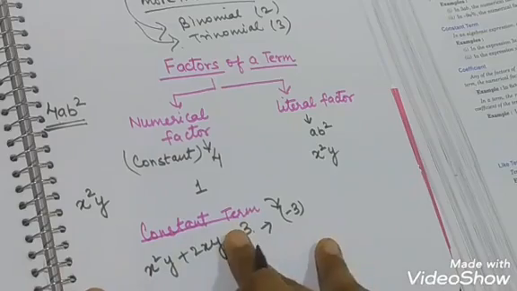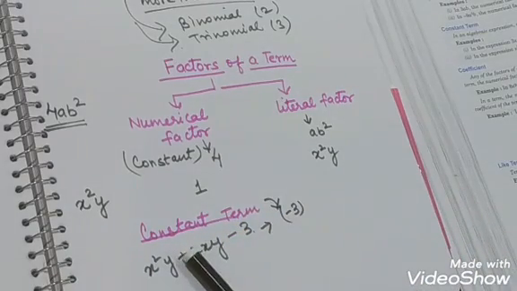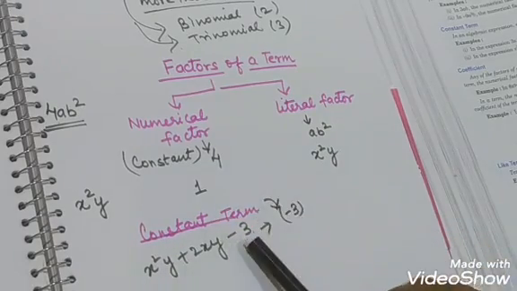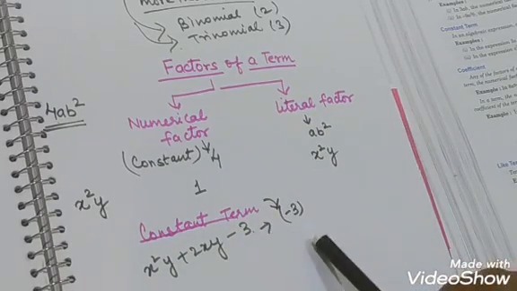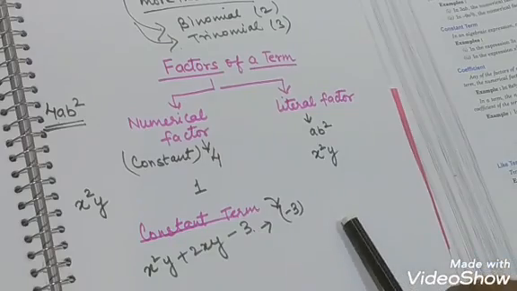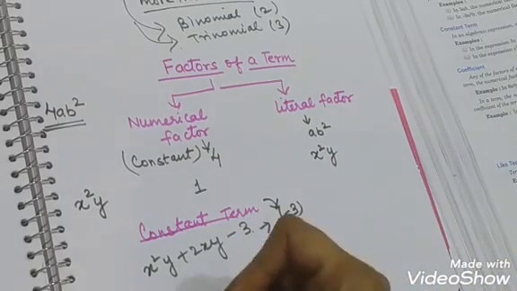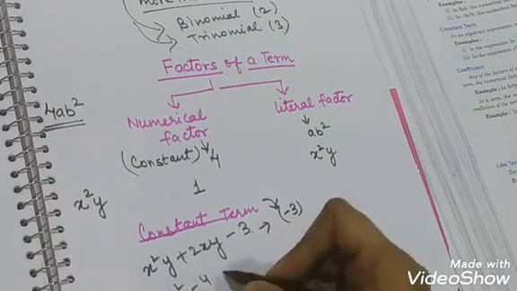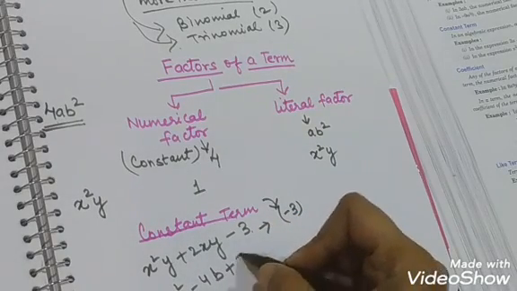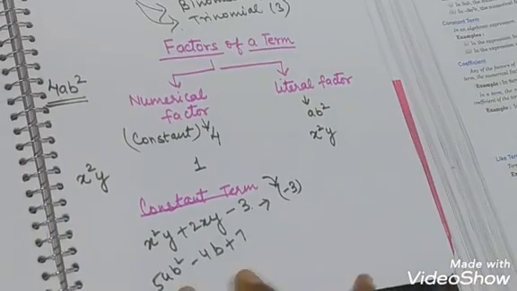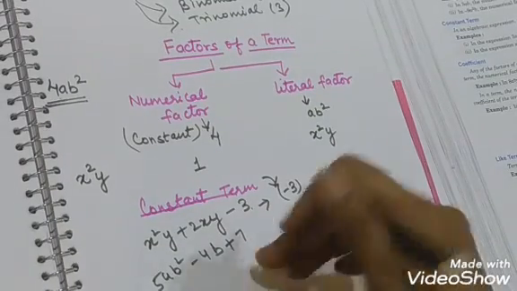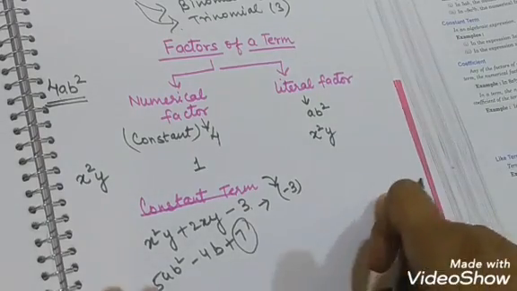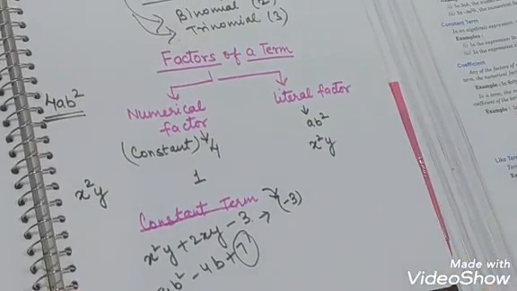So what is a constant term? In an algebraic expression, the term which does not contain any literals or variables or alphabet is said to be the constant term. If I take another example, ab square minus 5ab square minus 4b plus 7. Which is the constant term in this algebraic expression? 7 is the constant term in this algebraic expression.